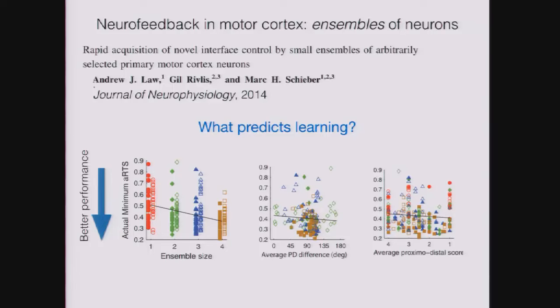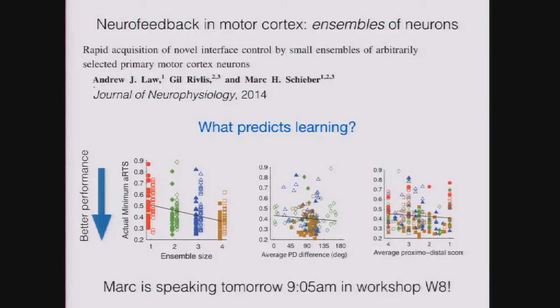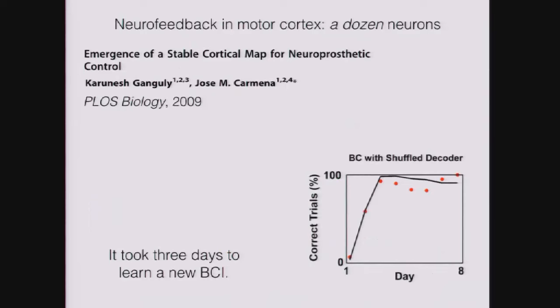Okay. Jose Carmina, working with Karanesh Ganguly, gave an animal a scrambled BCI decoder. They took all the weights from a good baseline decoder and they scrambled them. So the animal had to learn how to control this scrambled effector. And it took the animal 3 days to get remotely good at it. And then whatever he was doing stabilized and performance remained high as long as they could hold the 12 or so neurons involved in this paradigm.